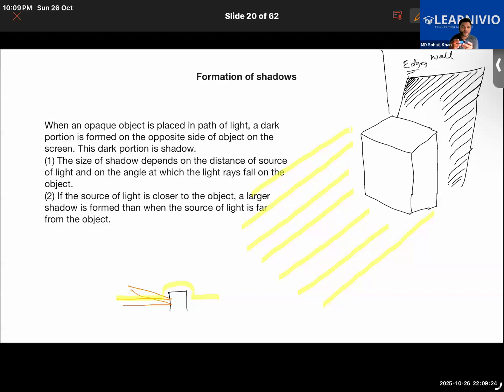That's how convex and concave also play a role here. No, you will get confused. Don't bring that topic here. It's a different thing.